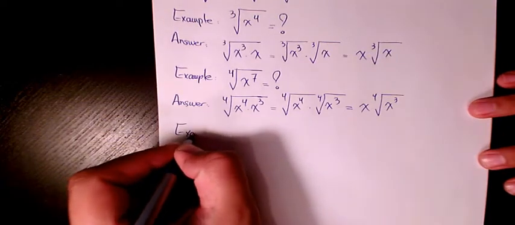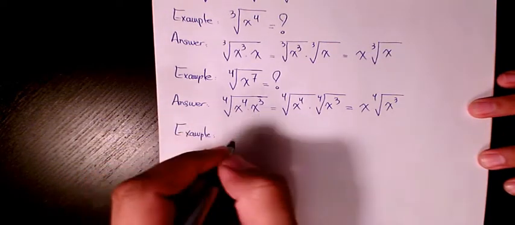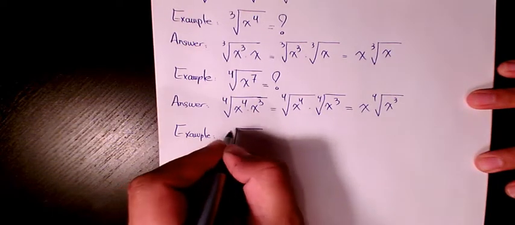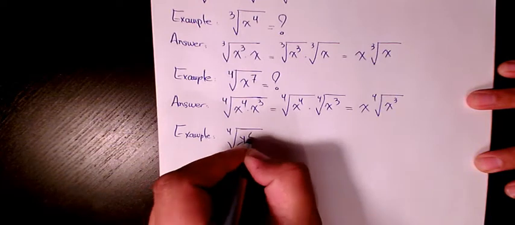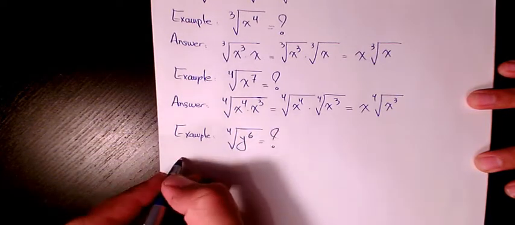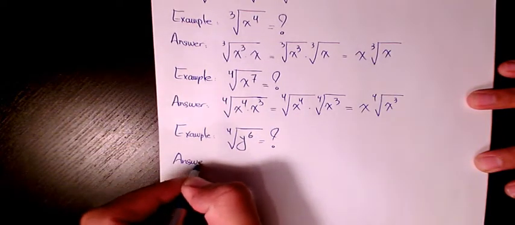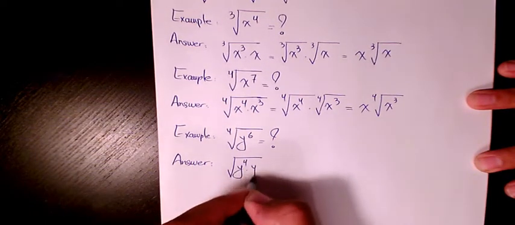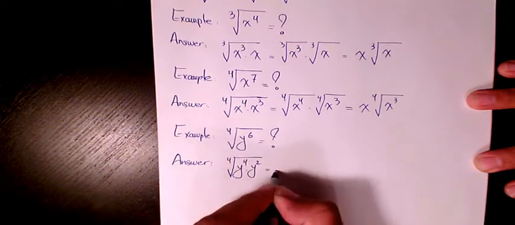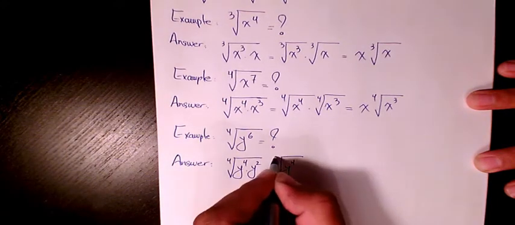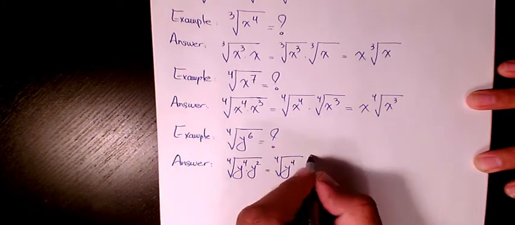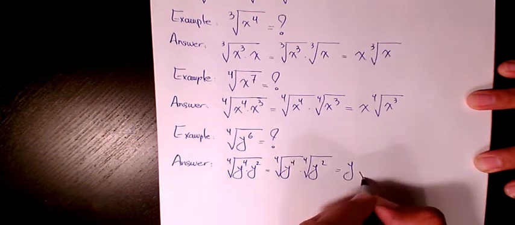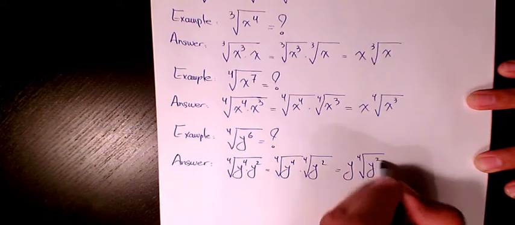Next example is fourth root of y to the power of 6. Answer is y to the power of 4 times y squared. It makes it fourth root of y to the power of 4 times fourth root of y squared. The first one is y, the second one is fourth root of y squared.